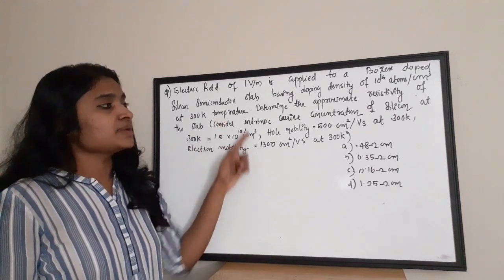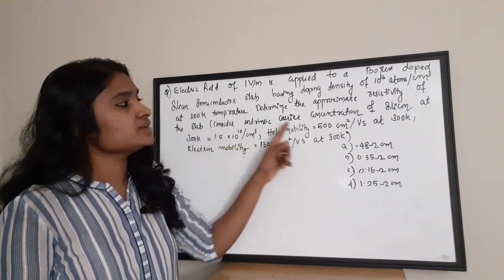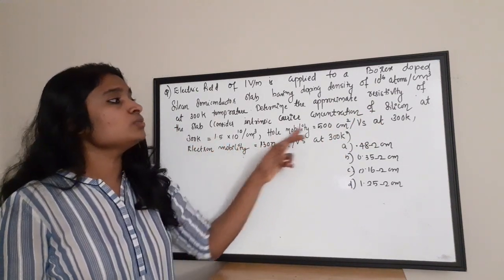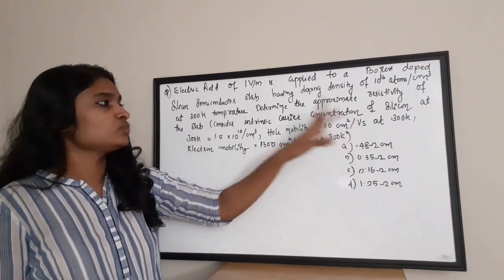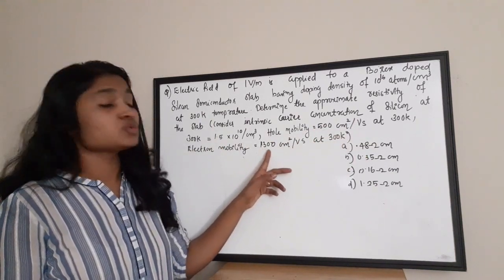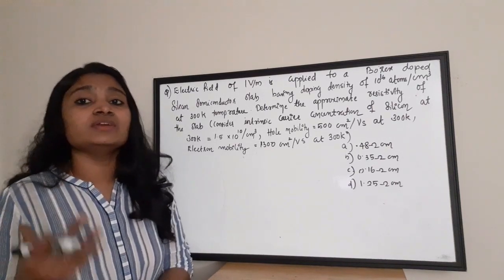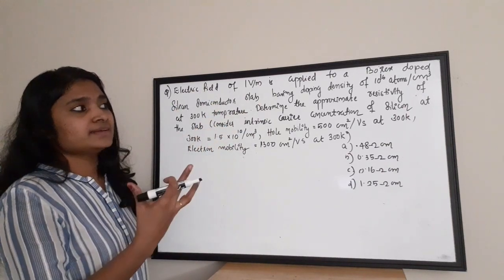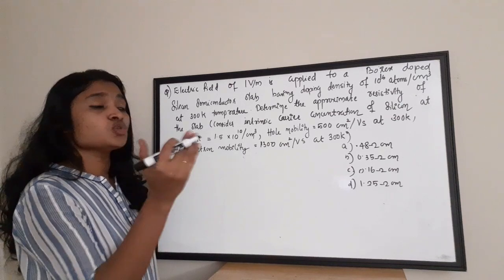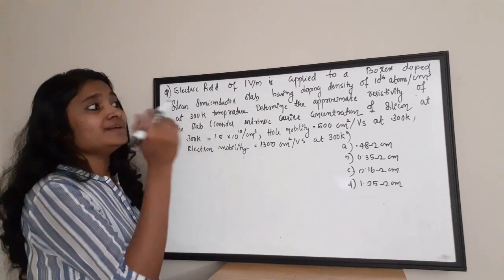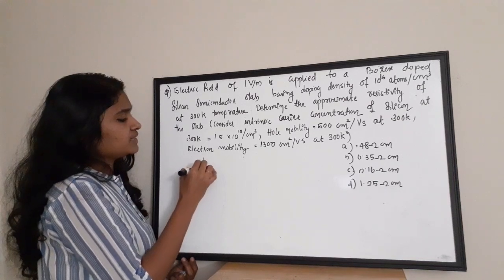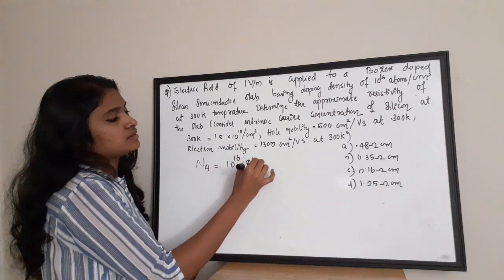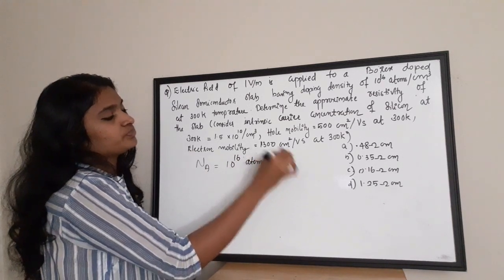Consider these characteristics given in the bracket. Consider the intrinsic carrier concentration of silicon at 300 Kelvin is 1.5 into 10 raised to 10. Hole mobility is 500 centimeter square per volt second. Electron mobility is 1300. So, what all things are given in the question? Let us see. This is a boron doped silicon structure, that is, an intrinsic silicon is doped with boron, and the doping density or Na is given as 10 raised to 16 atoms per centimeter cube.